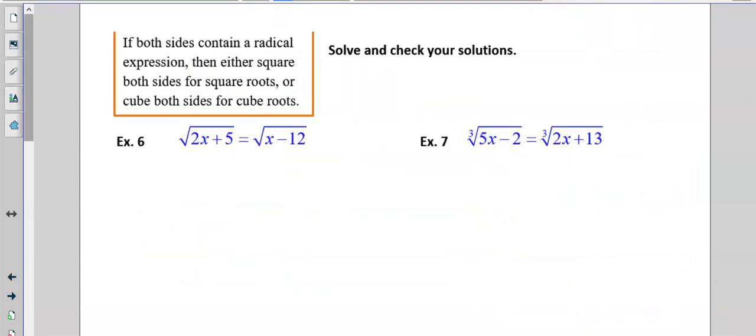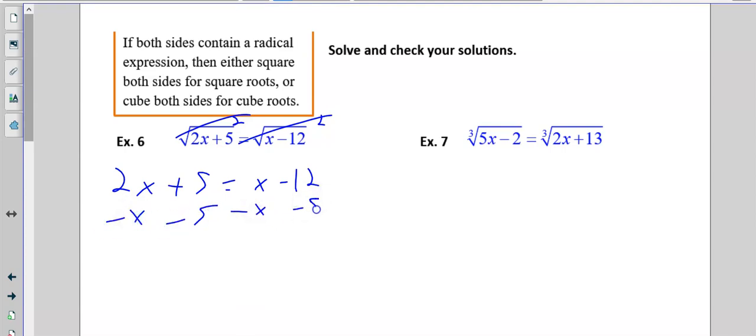All right. Now, this is actually the easy one. If both sides are the same radical index number, and that's the only way we'll do it to you, it's very easy. You literally square both sides in this case, and you're left with a very simple algebraic equation. 2x plus 5 equals x minus 12. I'm going to keep my x's positive. I'm going to move the 5 to the right. So that's going to give me x equals negative 17.